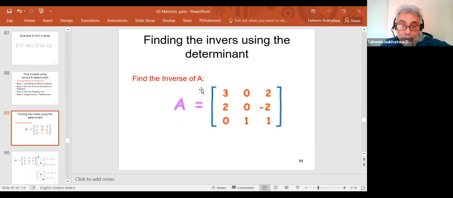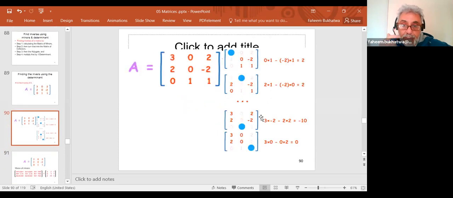So find the inverse for this matrix. First, let's find the determinant. You can use any row, but let's use the top row. Say we take the value 3, hide this row and hide this column. So you're left with this matrix: 0, minus 2, 1, 1.